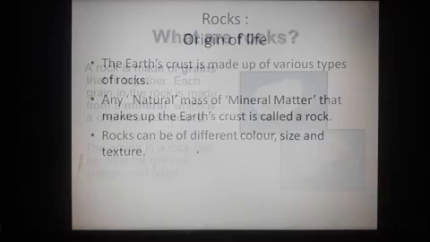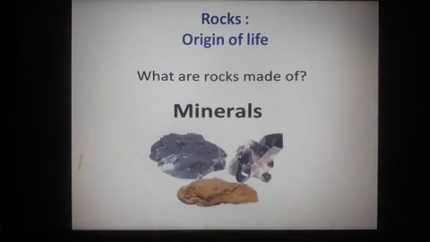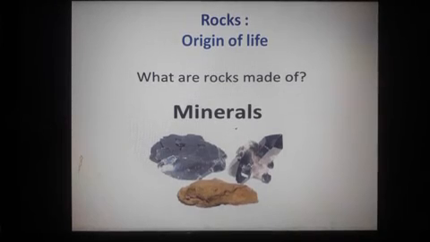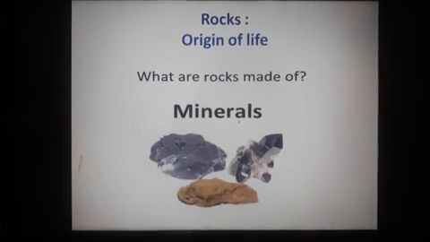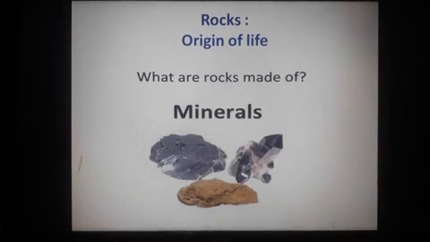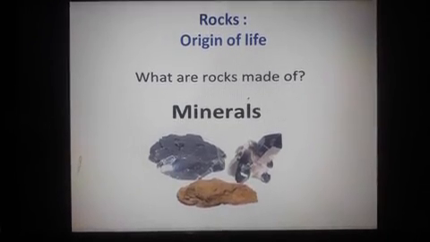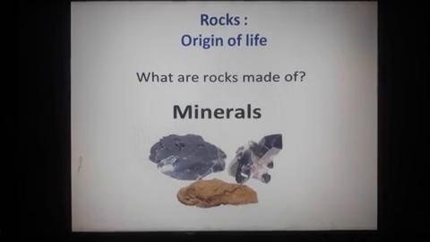Okay, now what are rocks made of? They are made of minerals. So what is a mineral? You can say that a mineral is a naturally occurring inorganic substance which contains one or more elements with definite physical and chemical properties. Examples are quartz, mica, and feldspar, and they are common rock-forming minerals.